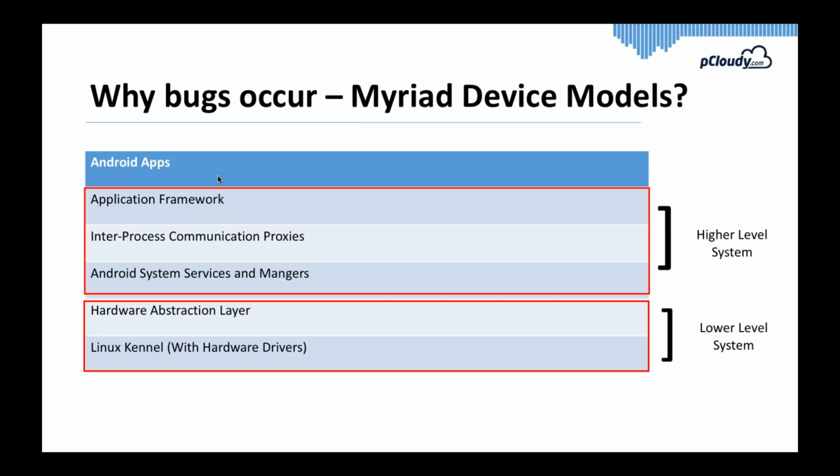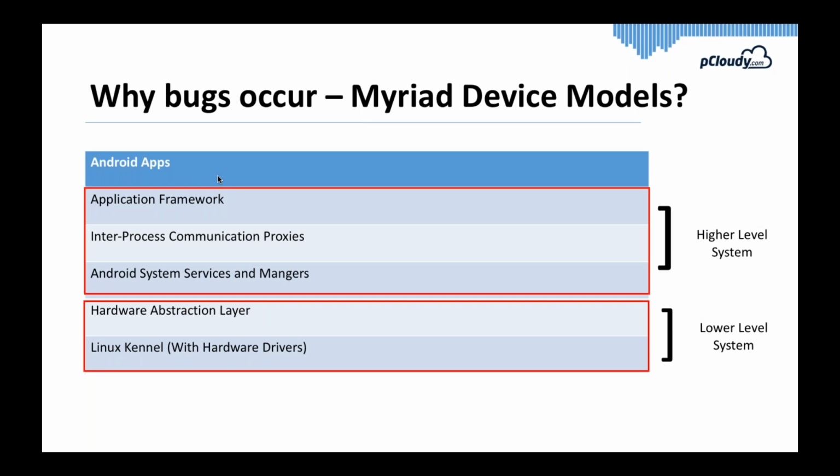Now, apart from modifying the lower level system, the hardware abstraction layer, for specific devices, these OEMs also customize the higher level system. For example, you see the UI design of different OEMs is different from each other. Samsung has a different UI design, Xiaomi has a different UI design. So they customize the higher level systems, which are the top three layers mentioned here, to create differentiation for themselves and the devices they plan to sell. And these changes also create compatibility issues.